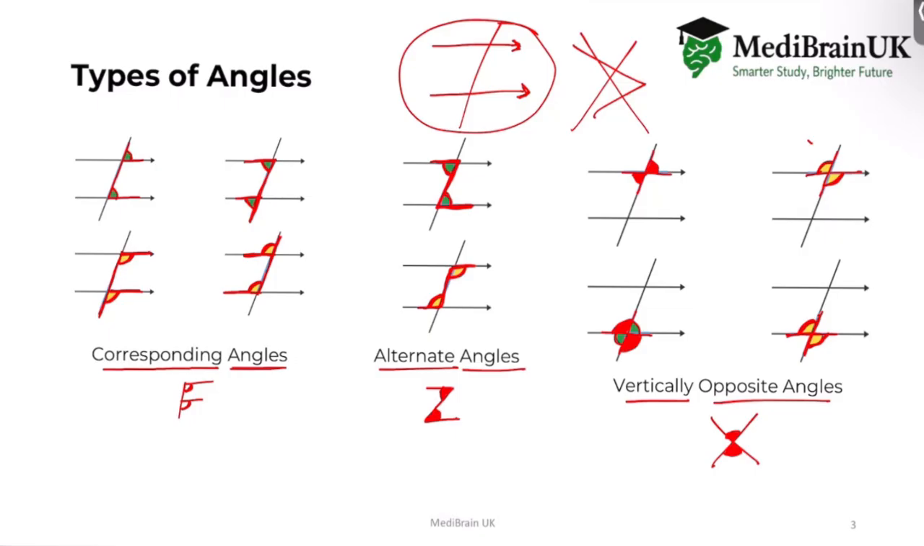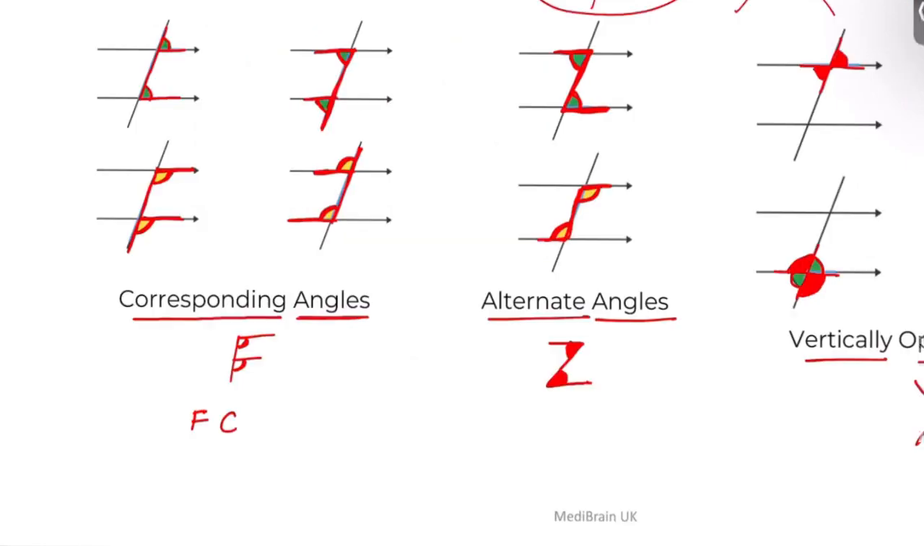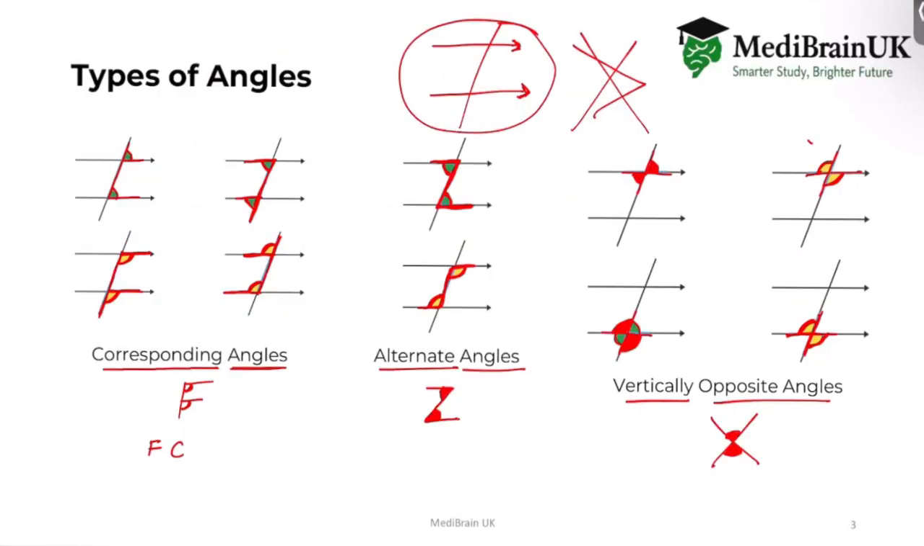The ones that people get most confused with are corresponding and alternate. They always get them the opposite way around. But just make sure corresponding is F, Z is alternate. If you're a football fan, you can think of it as FC. So FC, corresponding, and F is your F angle. That can be a way that you can use to remember. But those are the three key ones that you need to know.